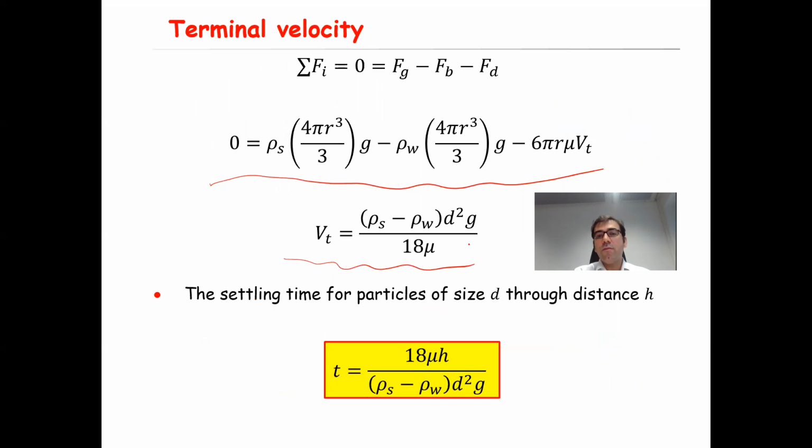You end up with Vt, the terminal velocity, equal to (rho s minus rho w) times d squared times g divided by 18 times viscosity. Velocity is equal to the distance h divided by time, the settling time. Therefore t is equal to 18 mu times h divided by (rho s minus rho w) times d squared times g. Here you can see that when the particles are larger, that is d is larger, t is shorter. When the particle is smaller, t, the settling time, is longer. So the size of the particle influences the settling time, and that's the way you calculate the particle size distribution.